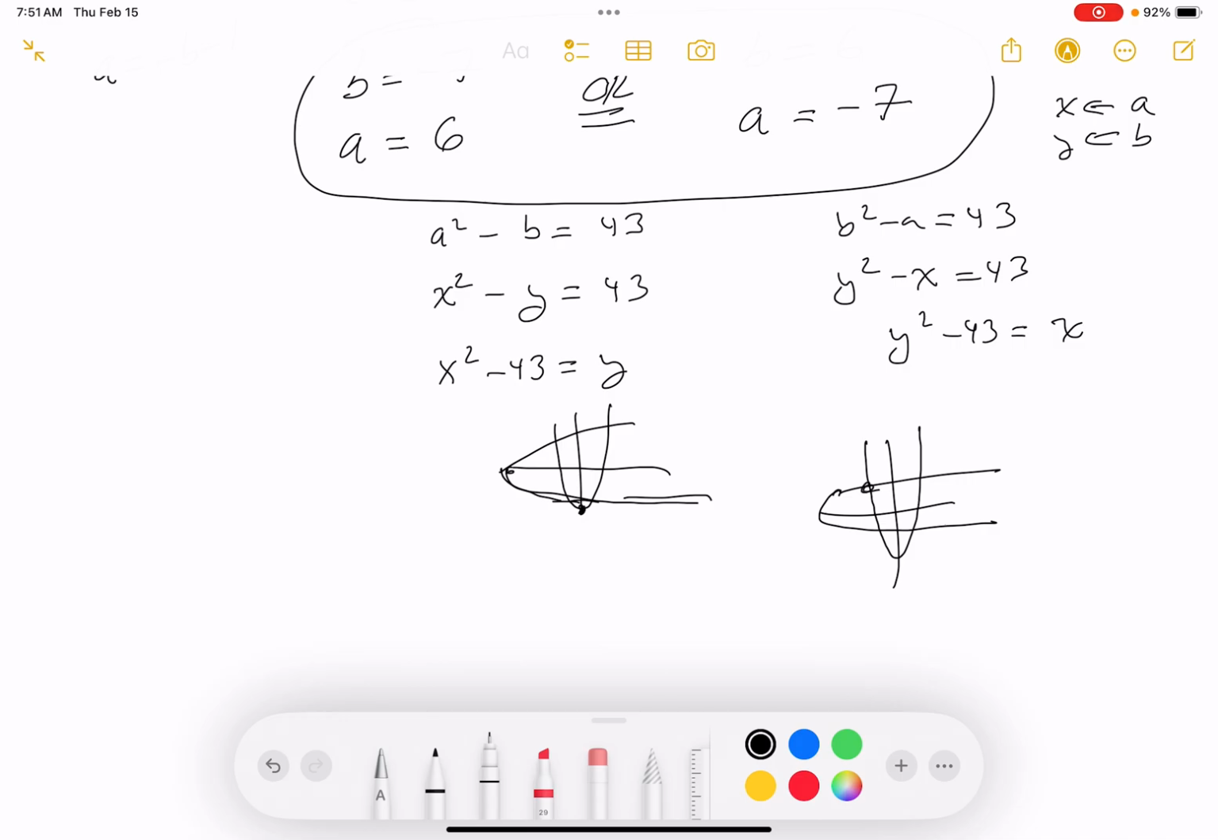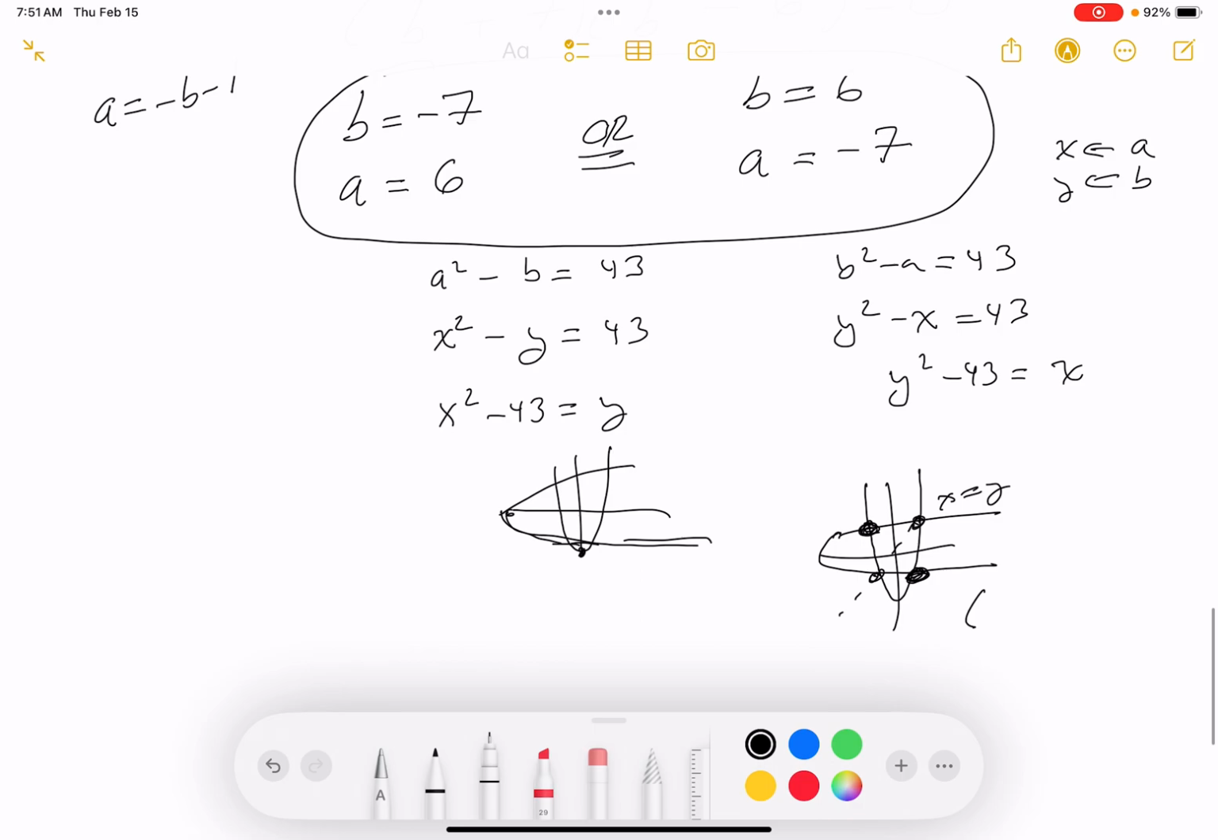How many points of intersection do you get? 1, 2, 3, 4. I want to point out where y equals x. That's where x equals y over here, and they don't want that. We found these solutions over here. And what are they? Well, as ordered pairs, they're going to be, let's see, this is going to be 6, comma minus 7. This point over here would be minus 7, comma 6. And that's it. Thank you.